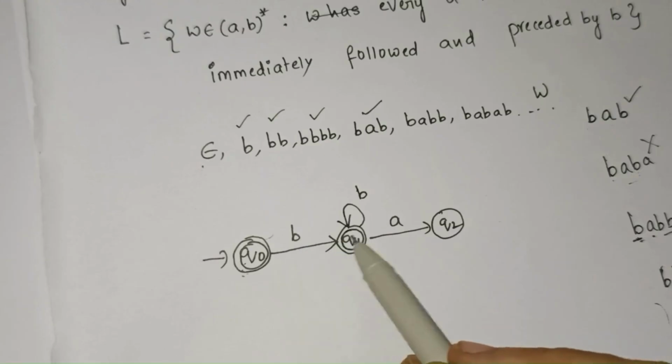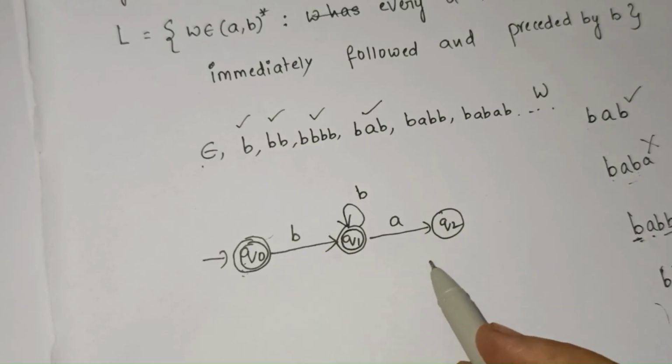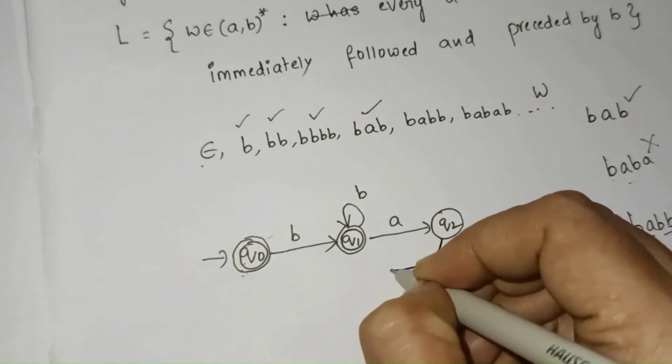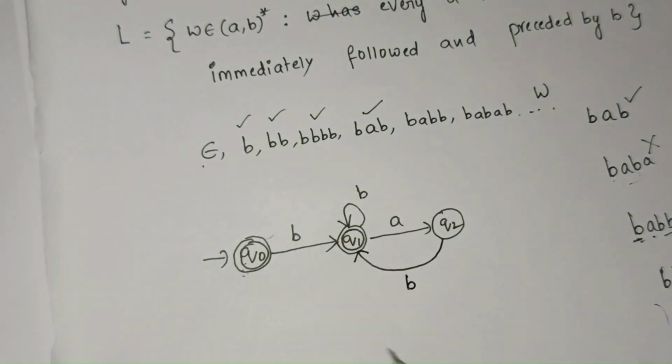Now BAB should be accepted. BA, and it should end up in the final state. So what will I do? I will end up with Q1. Okay. So B, A, B. Why am I taking two states as final? Because epsilon will be accepted. Definitely the initial state should be a final state. So Q0 should be a final state.